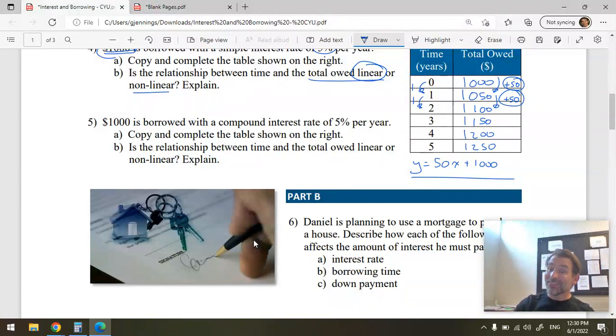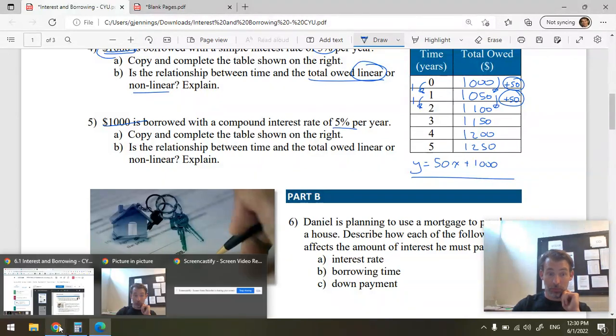Too bad most financial math does not work that way. Most of it will work this way. $100,000 is borrowed with a compound interest rate of 5% per year. Let me see if I can set this up in Desmos to show you.